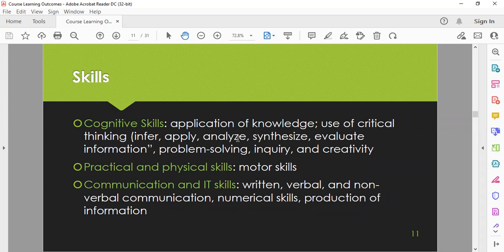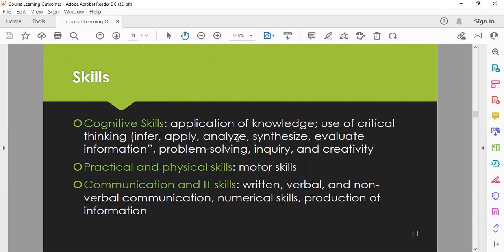So they can infer information, they can apply theories, they should analyze what they have, they should synthesize the different pieces of knowledge, and they should also evaluate the type of information they gain from those theories while applying them. Also, problem solving, inquiry, creativity, all these come under cognitive skills. We might see some kind of overlapping, especially between this one and maybe when we come to talk about values later.